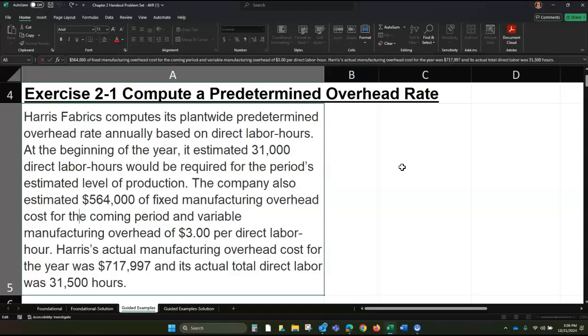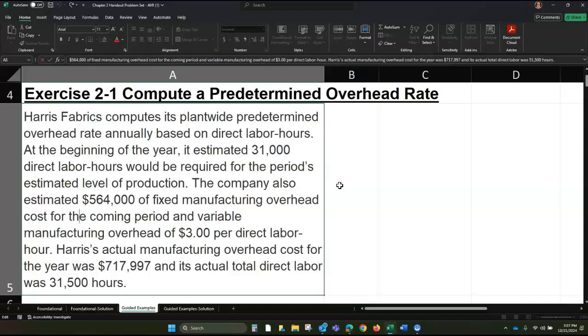All right, so we've got Harris Fabrics computes its plant-wide predetermined overhead rate annually based on direct labor hours. Okay? So at the beginning of the year, it estimates 31,000 direct labor hours would be required for the period's estimated level of production. Okay? Now, again, a couple of other things to keep in mind here to get this picture, instead of turning this into a math problem, helping you understand what is actually happening in the real world, right?